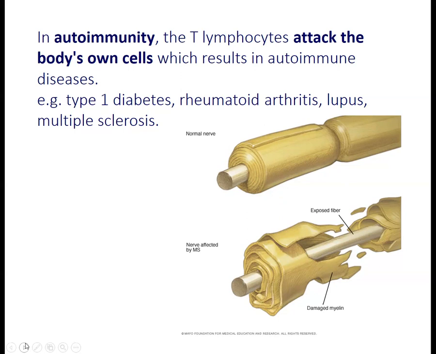And you can see at the bottom that the cells being attacked by the T lymphocytes are the cells surrounding the neurons, the myelin sheath. So I'm not going to tell you, but have a think. If the myelin sheath is being destroyed or damaged by the T lymphocytes, what impact is that going to have on that person?